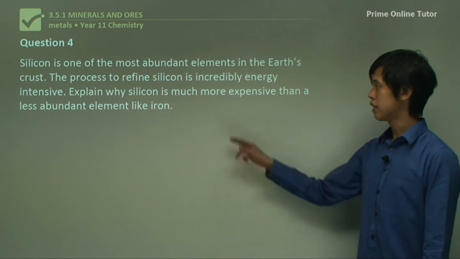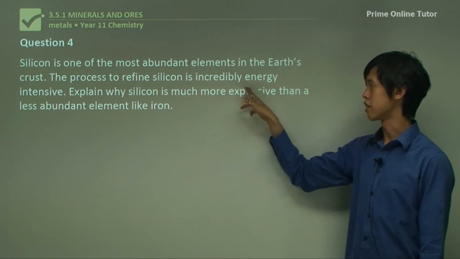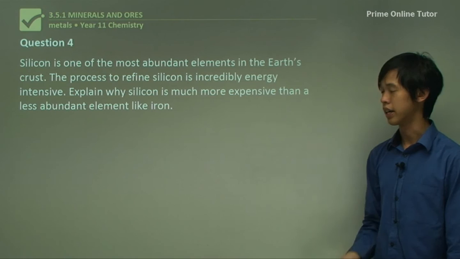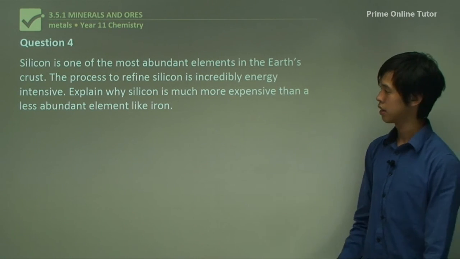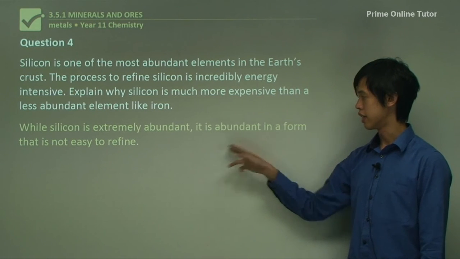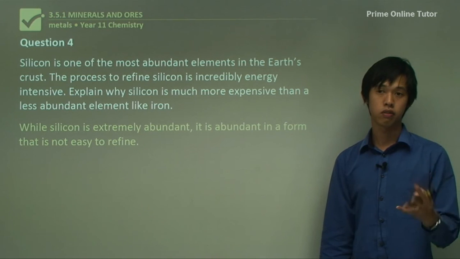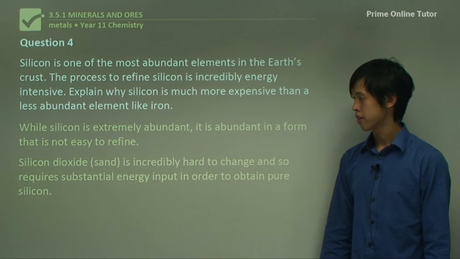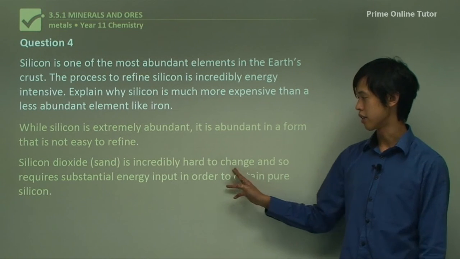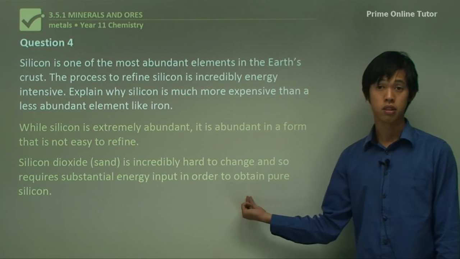Okay. Silicon is one of the most abundant metals in the Earth's crust. The process to refine silicon is incredibly energy intensive. Explain why silicon is much more expensive than a less abundant element like iron. Well, while silicon is extremely abundant, it's abundant in a form that's not easy to refine. So the sand is actually very difficult to refine. Silicon dioxide, which is sand, is incredibly hard to change, and so requires substantial energy input to obtain pure silicon.